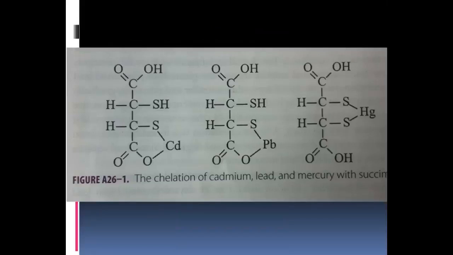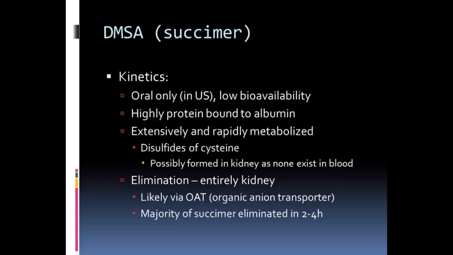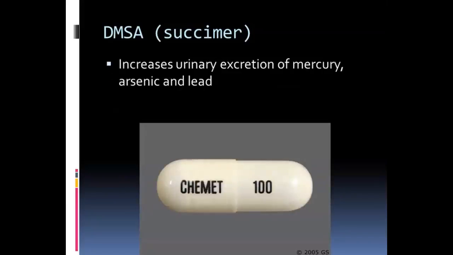Interestingly, Succimer, which is the brand name, or DMSA, can chelate metals at different sites. Cadmium and lead are both chelated between the carboxyl group and the thiol group, and mercury is chelated between the 2 thiol groups. So it has multiple options to chelate metals. It is currently only available orally in the U.S. It is rapidly metabolized, has a fairly short half-life, and its elimination is in the kidney as well, just like EDTA. It comes in little capsules with little beads inside, and definitely increases the urinary excretion of mercury, arsenic, and lead.